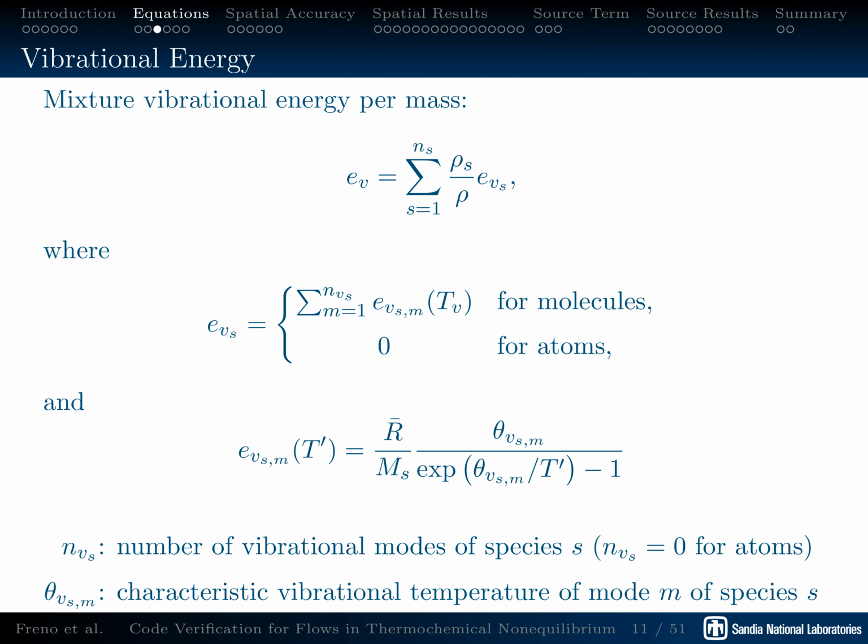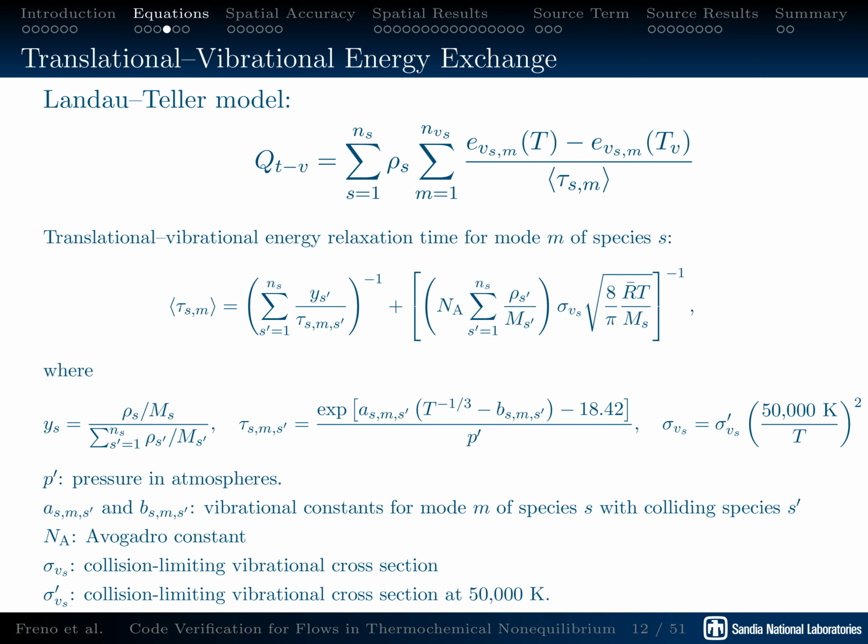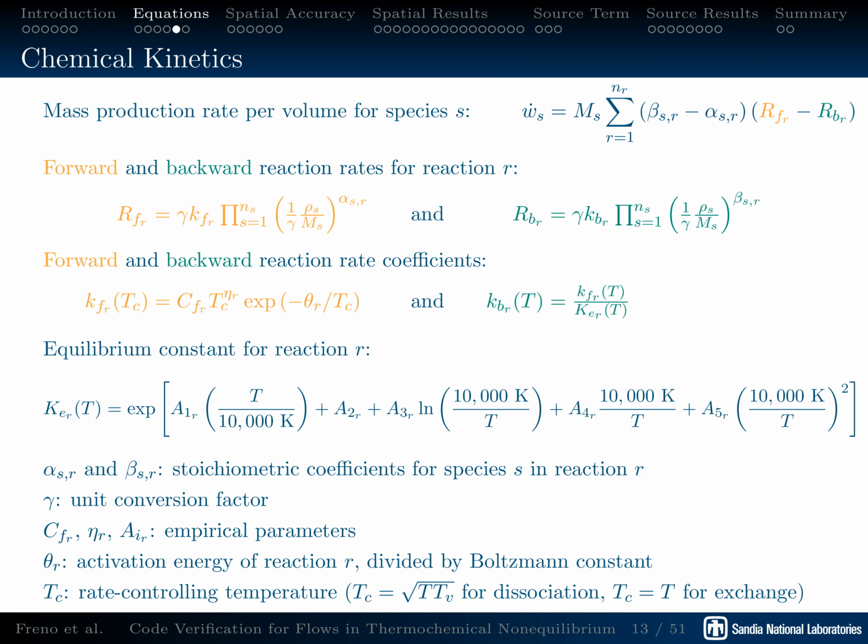The mixture vibrational energy per mass is the density weighted average of the species' vibrational energies. Each of the energy modes is modeled by a Boltzmann distribution. The translational vibrational energy exchange is modeled by the Landau-Teller model, which is a density-weighted sum of the differences between the energy modes when evaluated at the translational and vibrational temperatures divided by a relaxation time. The relaxation time is modeled by an empirical formula. Finally, the mass production rates are expressed in terms of the forward and backward reaction rates and the stoichiometric coefficients.